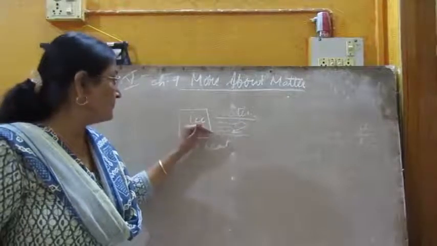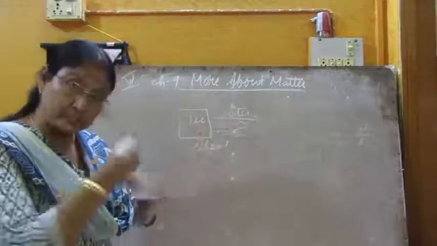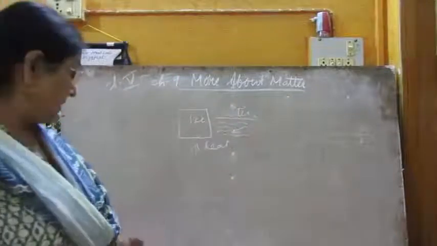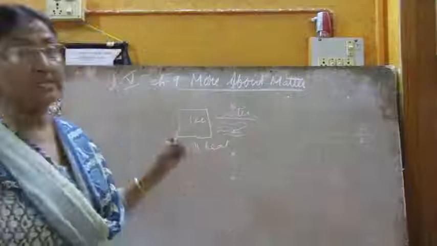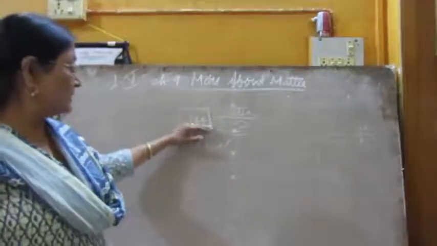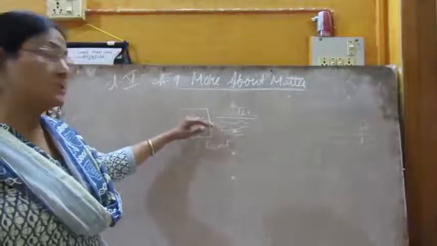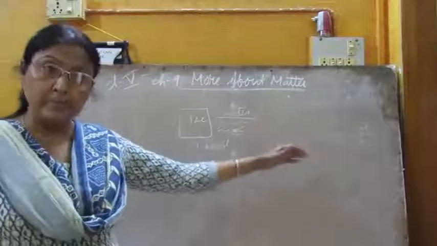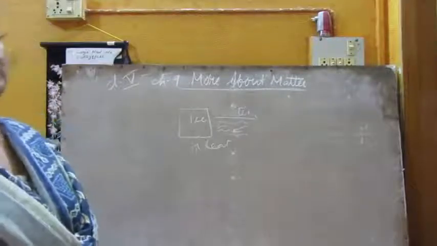That means melting is the change from solid to liquid. This process is called melting, and the temperature is called the melting point. The process by which the solid state of matter changes into the liquid state is called melting.